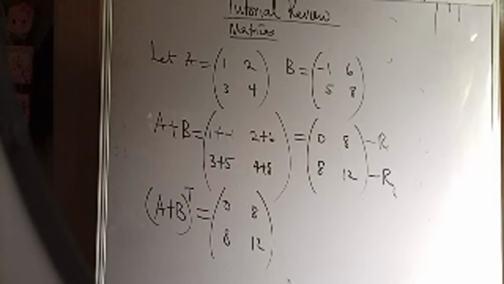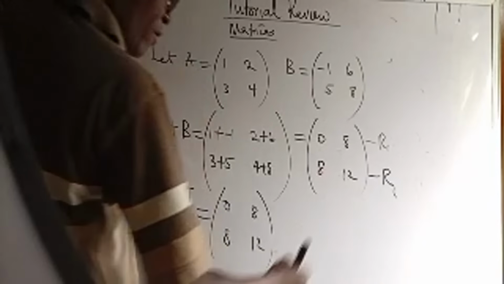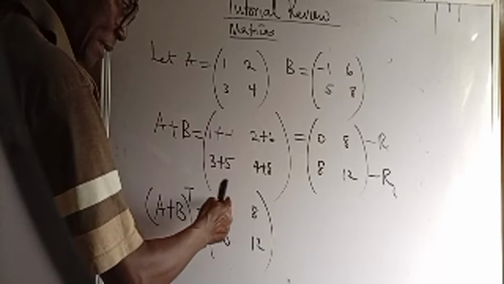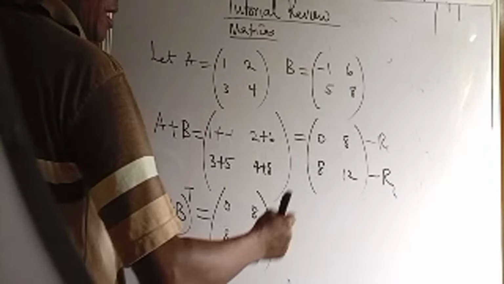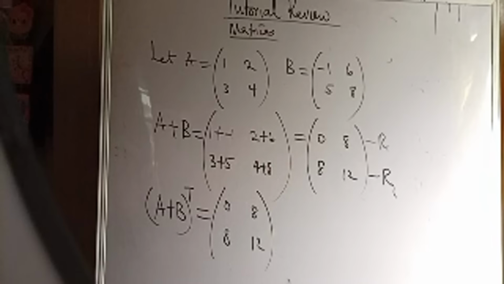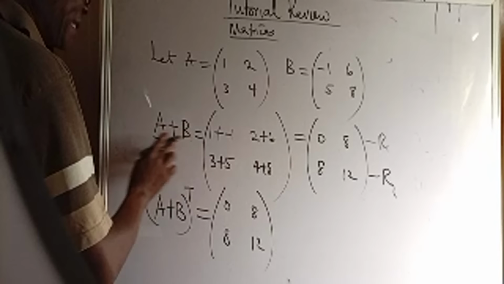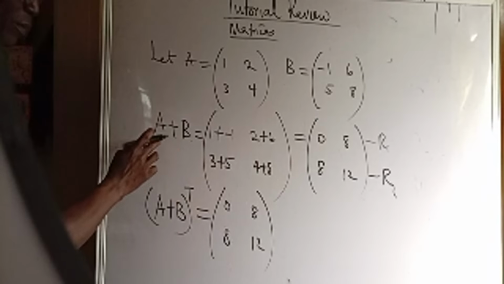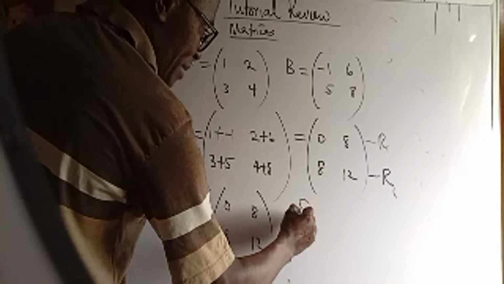Now, I originally have 0, 8, 8, 12. So when I transpose it, all the elements in the row, you bring to the column. I will show you another example so that you are not confused. Now you observe that the result of my A plus B is the same as the result of my A plus B transpose. So that means that this A plus B is called a symmetric matrix.